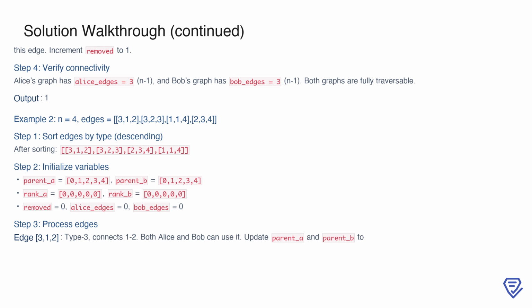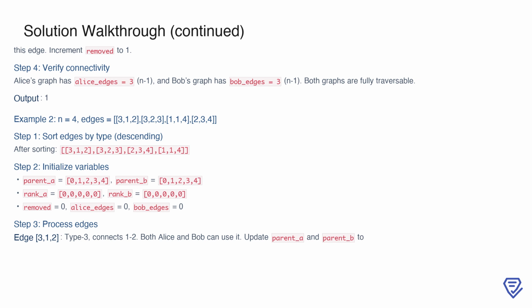Now, let's look at another example where n equals 4, and the edges are given as 3, 1, 2, 3, 2, 3, 1, 1, 4, 2, 3, 4. As before, we start by sorting the edges by type in descending order. This results in the sorted edges 3, 1, 2, 3, 2, 3, 2, 3, 4, 1, 1, 4.